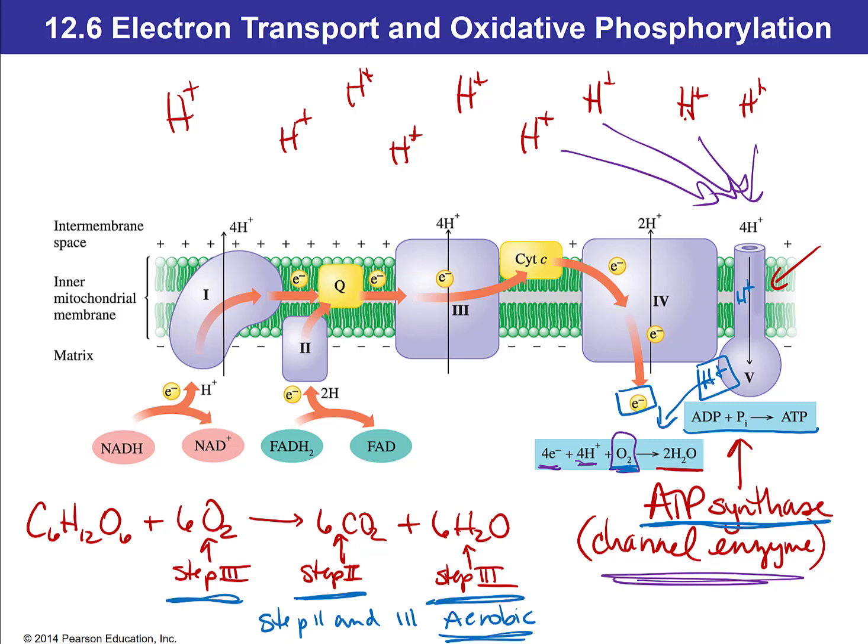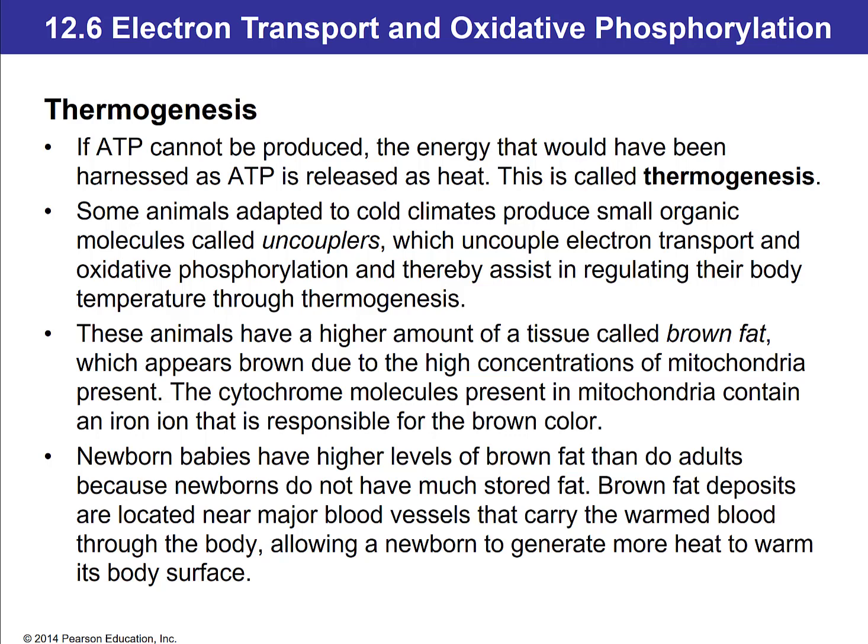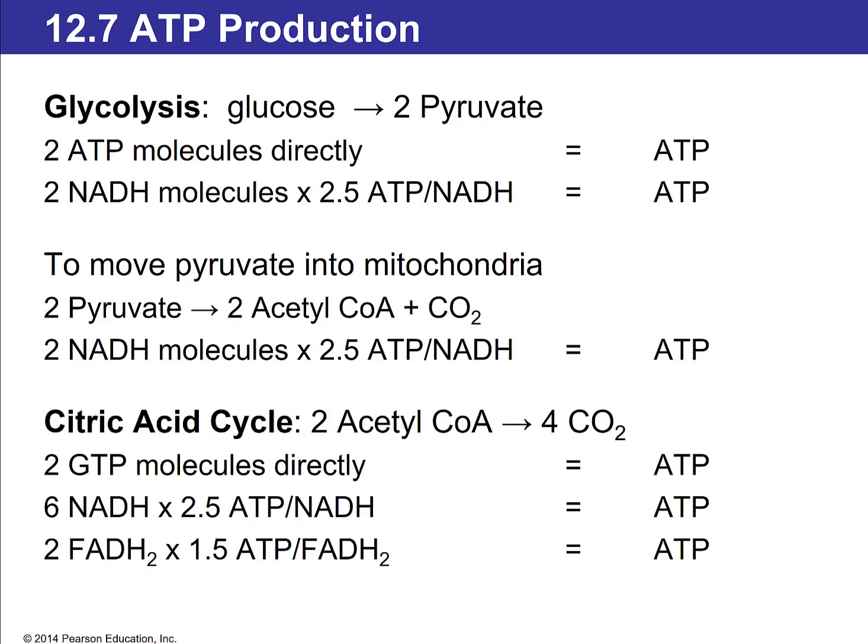So how much difference does this energy production make? In glycolysis, we said that you make 2 ATPs. There's 2 NADHs that are made in glycolysis. Every NADH generates 2.5 ATPs when it goes through the electron transport. So if that NADH can go through step 3, it'll make 2.5. So how many ATPs is that? 5.